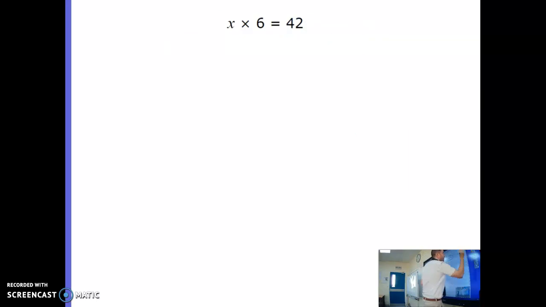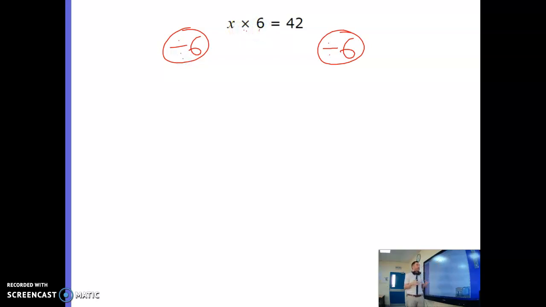Okay, let's have a look at a variety of different examples. Here we've got a number, x this time, multiplied by 6 equals 42. Let's use those inverse operations again. The opposite of times by 6 is going to be divide by 6. Now, if I take a number, times it by 6, then divide by 6, it comes back to where it began. Let's think of an example. If I have 5 times 6, I get 30. 30 divided by 6 is back to 5. So this cancels this out. So over here, we'll just have x, because x times 6 divided by 6 is just x. We get back to where we began.